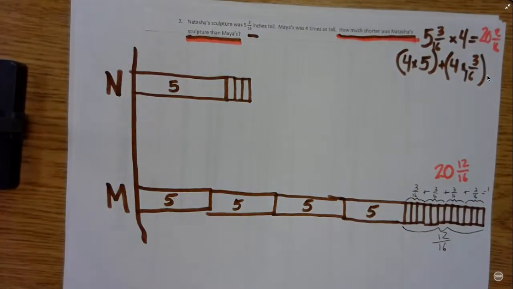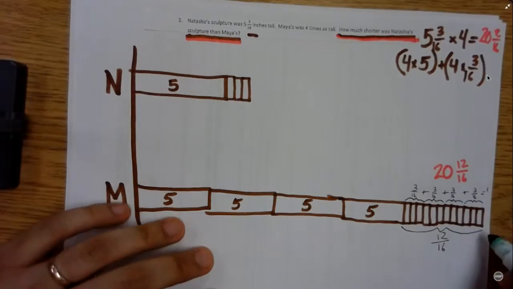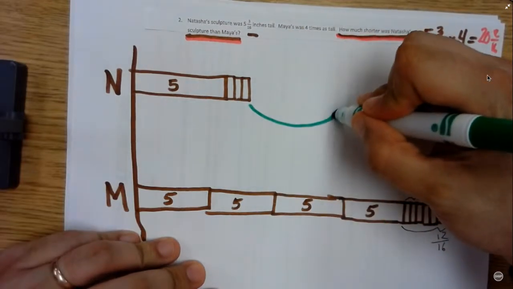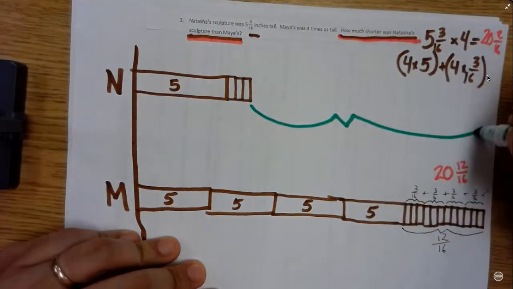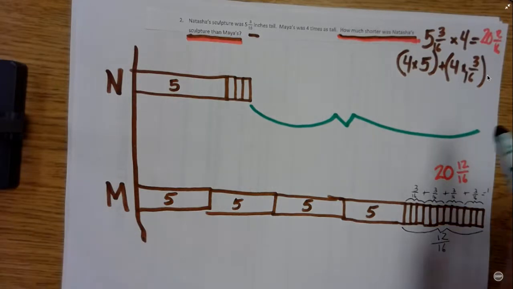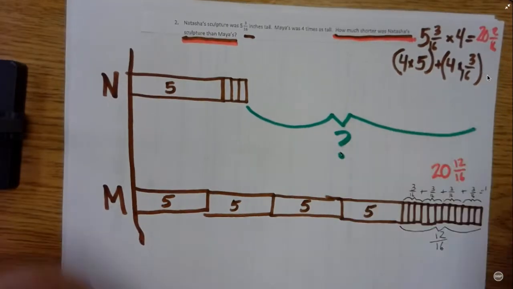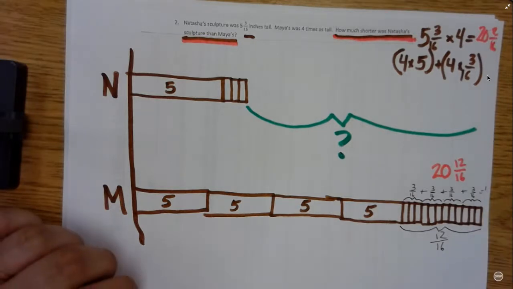So let's look at that. Whenever we draw a bar model, I like to look at the differences. I like to figure out what we are really focusing on. So if this is how tall Maya's was, I'm looking for the difference between Maya's and Natasha's. I'm looking for that difference right there. And there are a number of ways in which I could do it.